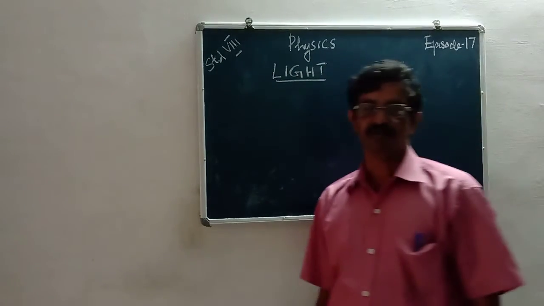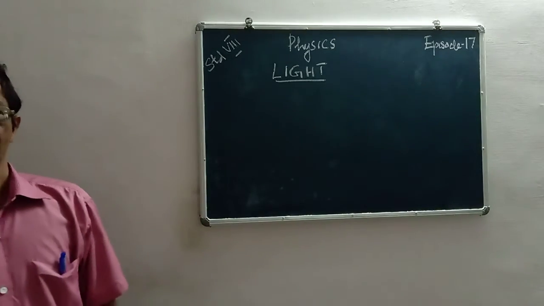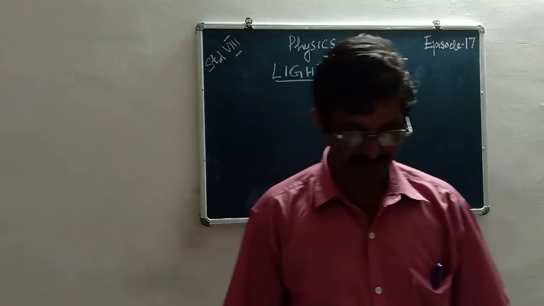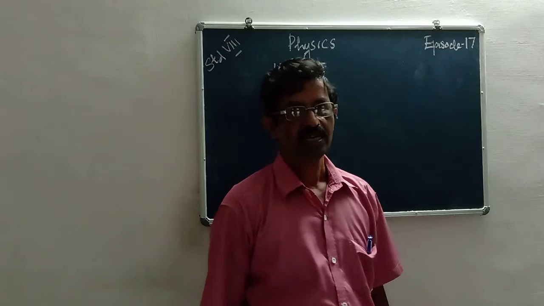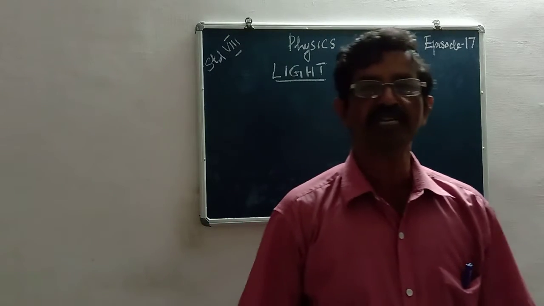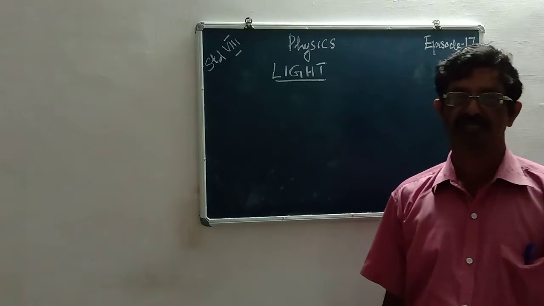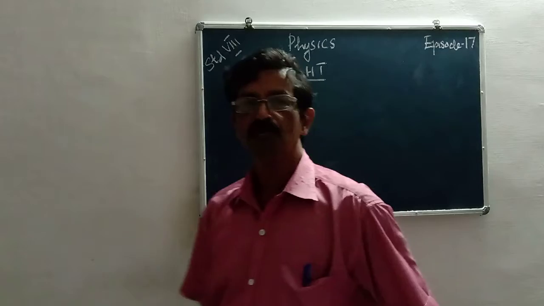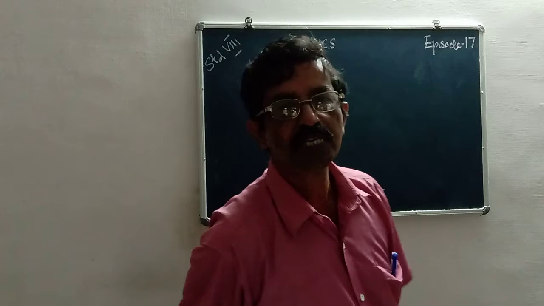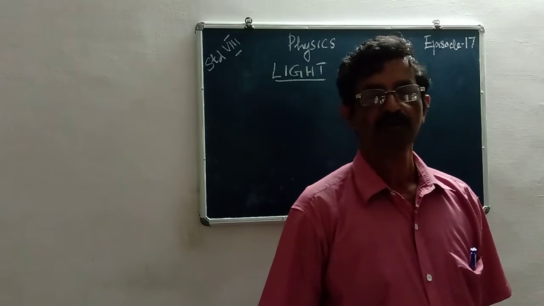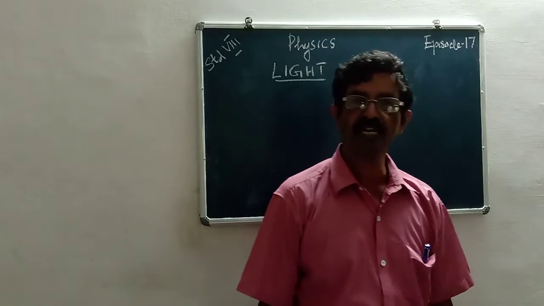Welcome children. Today we are going to discuss a new unit, which is about light. What is actually light? Light, when we consider, is an electromagnetic radiation. That means when we observe the visible spectrum, it comes in electromagnetic radiation.